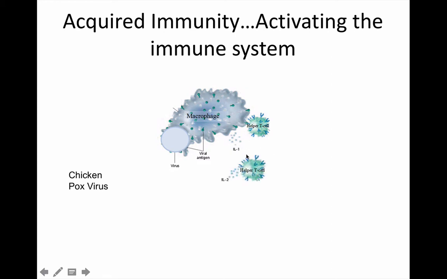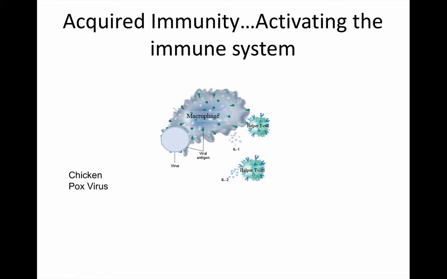So this chemical actually draws the other helper T cells in, and it causes the other helper T cells to become activated against this specific, in this case, the chickenpox virus. As the other T cells become activated, now they're going to release a chemical called interleukin-2. And interleukin-2 is going to do two things. So here's where the pathway splits.